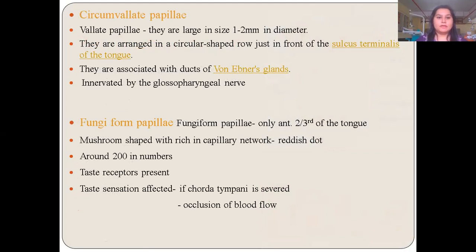The fungiform papillae, the next papillae, are present only on the anterior 2/3 of the tongue. They are somewhat mushroom shaped with a rich capillary network, and they appear as reddish dots on the tongue. They are around 200 in number, and the taste receptors are present in the fungiform papillae. The taste sensation is affected if the chorda tympani nerve is severed or there is occlusion of blood flow.